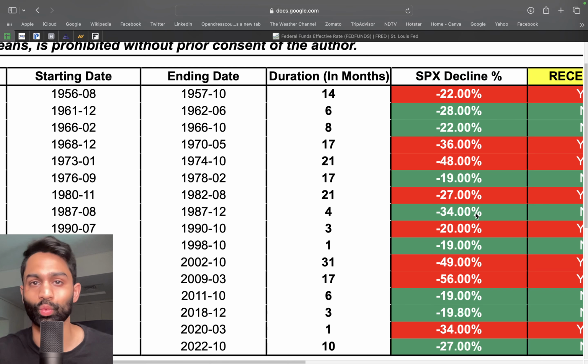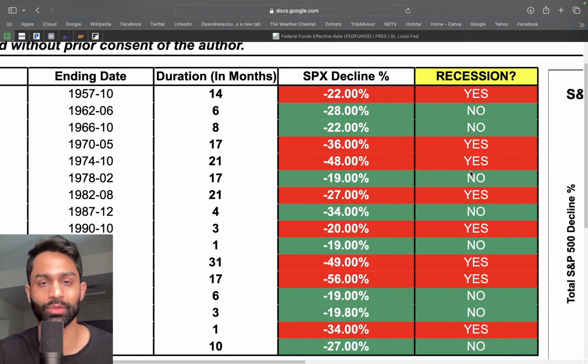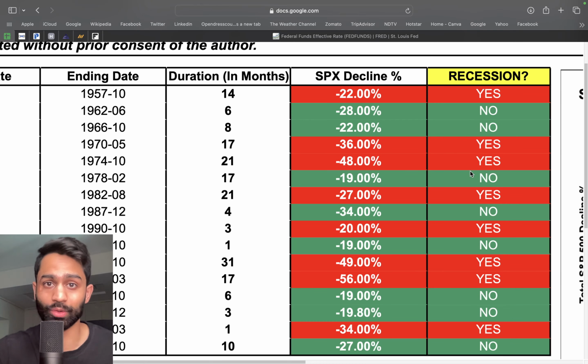And the red and the green color codes are simply whether that bear market was accompanied by a recession or not. So if it's red, that means the bear market was also accompanied by a recession. If it's green, the bear market was not accompanied by a recession.